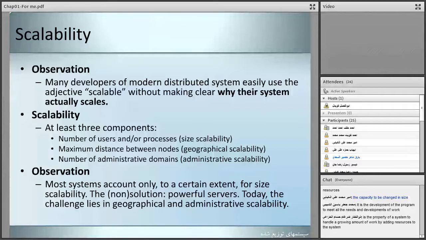For example, in our video conference application Adobe Connect, if some users are added to this class, and the performance is not decreased, so it is size scalable, or it is scalable in terms of size by adding new users or processes. Size scalability. Okay, clear?